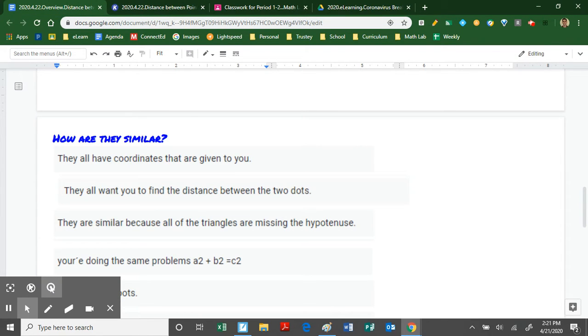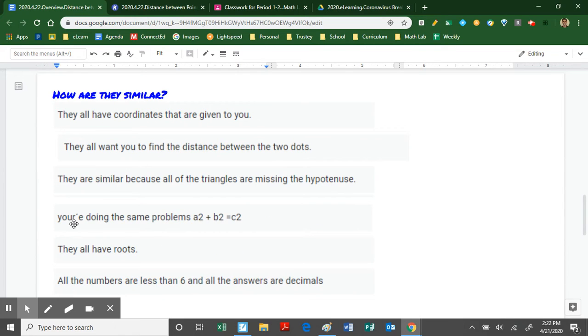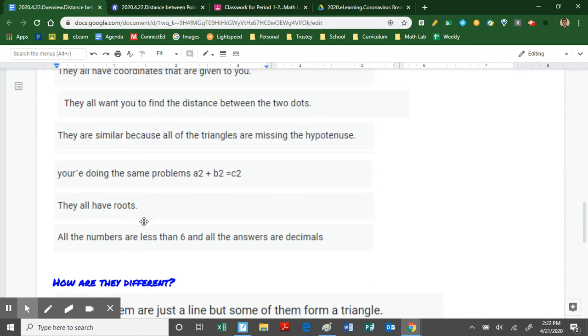So we go back to the overview page, second page, if you want to read through these at your own speed, and that is, how are the problems from Monday, the last assignment, similar? How are they different? And what's a step-by-step set of instructions? Several students saying they have coordinates, and you need to find the distance between those two coordinates, those two dots. Now they're similar because all make triangles that are missing a hypotenuse. If you have a right triangle with a missing piece, yes, you may use the Pythagorean theorem. All the problems, a to the second power plus b to the second power equals c to the second power. They all have roots. If you're going to find one of those missing pieces, the inverse of a second power is a second root.